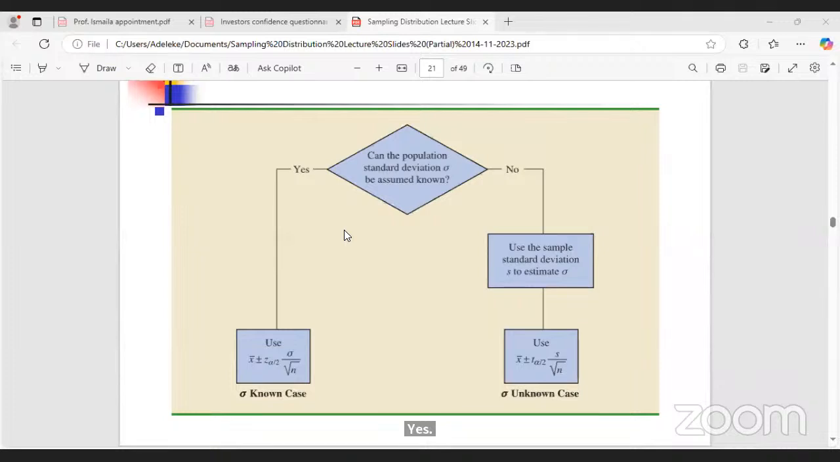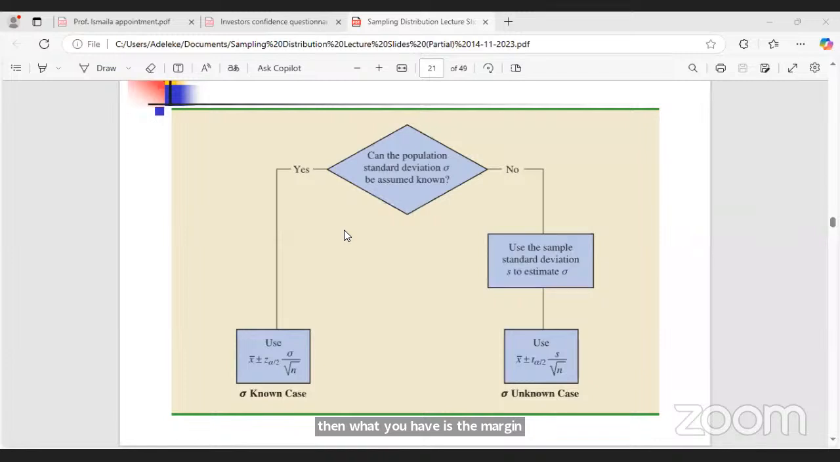Now, the margin of error is the Z alpha over 2 times sigma over root n. Sigma over root n is called the standard error. Z alpha over 2 is the value that you obtain from the standard normal table. If you multiply the two, then what you have is the margin of error.